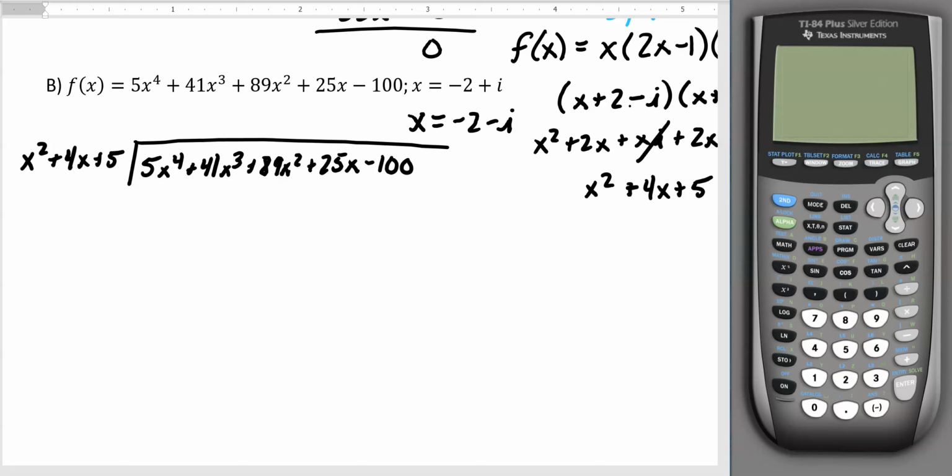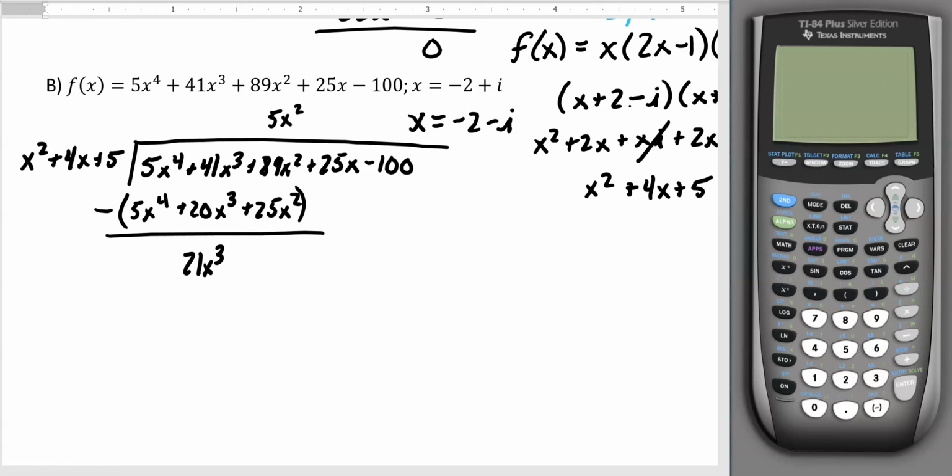All right, x squared times what gives me 5x to the fourth? Well, that would be 5x squared. That would give me 5x to the fourth plus 20x to the third plus 25x squared. And I'm going to subtract that entire value. And that'll give me 21x to the third. 89 minus 25 would be what? 64x squared, and bring down the positive 25x.